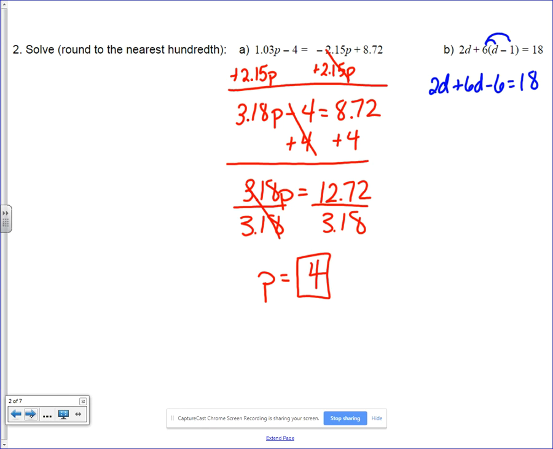Yeah, these guys over here are on the same side together, aren't they? That means they just go together. What does that give you? 8D minus 6 equals 18. I'm pretty sure you can solve from there. Go ahead.